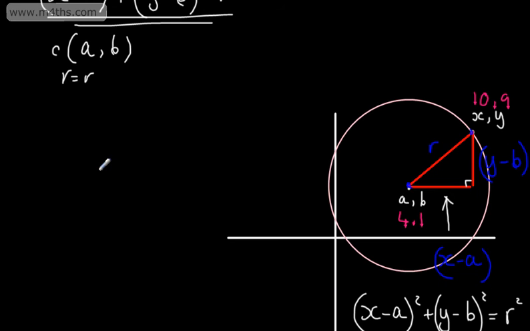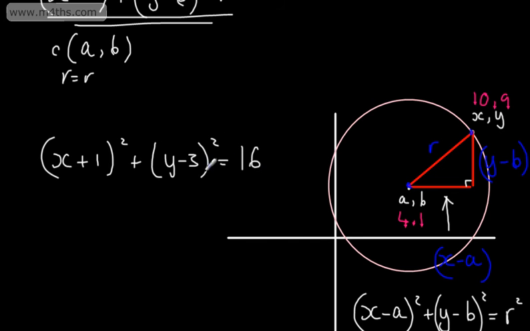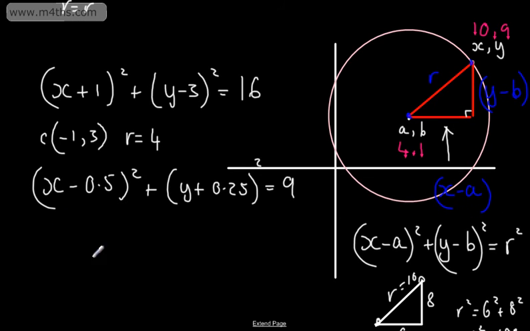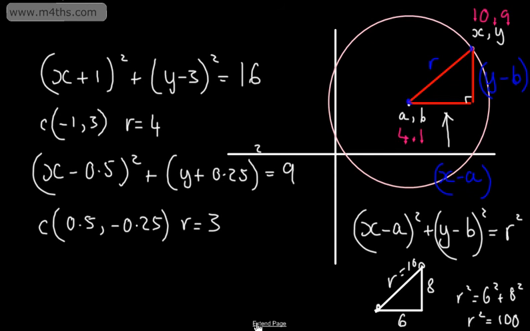So, for example, if I had x plus 1 all squared plus y minus 3 all squared is equal to 16, we've got the centre of -1, 3, and then a radius of the square root of 16, which is 4. If I had x minus 0.5 all squared plus y plus 0.25 all squared is equal to 9, then we would have now a centre at 0.5, -0.25, and a radius of the square root of 9, which is 3. So nice and straightforward, and we can write it in that particular form.